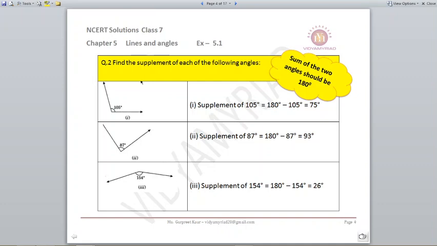So if I want to know the supplement of 105, it will be 180 minus 105, which is equal to 75 degrees. Same way, another angle given is 87 degrees. So the supplement of 87 is 180 minus 87, that gives you 93. Third case, 154 degrees is given to you. So the other angle will be equal to 26 degrees, because 180 minus 154 gives you 26. So remember children, the sum of complementary angles is 90 degrees and the sum of supplementary angles is 180 degrees.